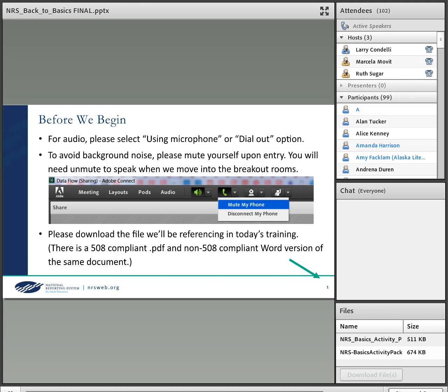As we get started, make sure to download one of the two files that you see in the Files pod at the bottom right-hand corner of the screen. It's the same document, one's 508 compliant, one's not, and that will allow you to participate fully in today's session.